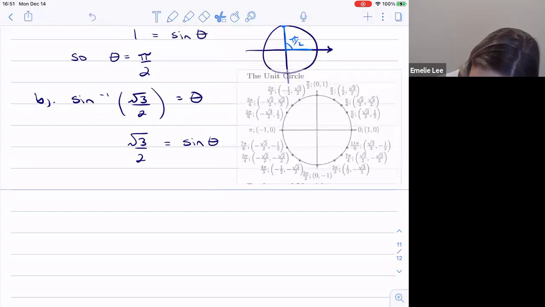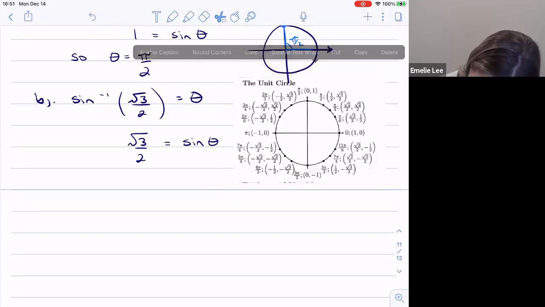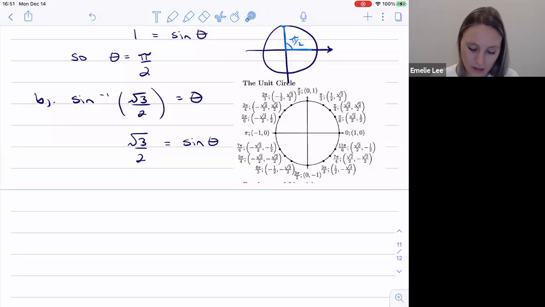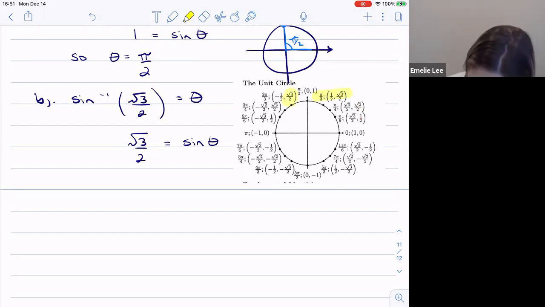I'm going to make it a little bit smaller so I can have it on the same page, right? But now I'm looking for y values that are √3/2, positive √3/2. Okay, so y values that are positive √3/2, that one, and this one, right? Sine has to be positive, and so that's only positive in the first and second quadrants because it's the y value.